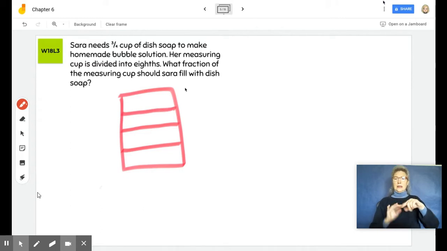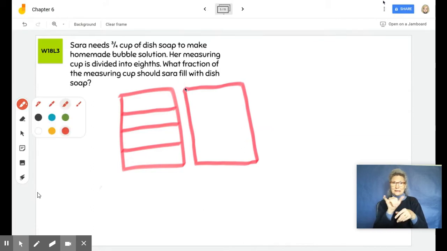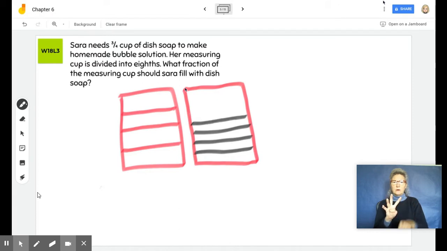Now, I'm actually going to use another measuring cup. And as you can see, my whole amount is the same size. Okay, but this time around, I need to break this up into eighths. So I'm going to break this up into eighths, and I'm actually using the fourths to guide my thinking. So there we have 2, 3, 4, 5, 6, 7, 8. All right, so now I have 2 separate models here.